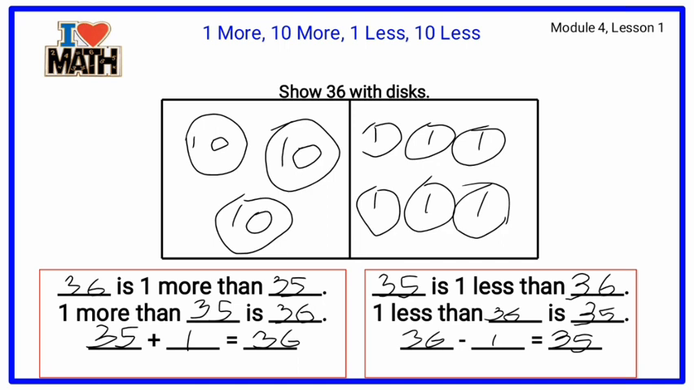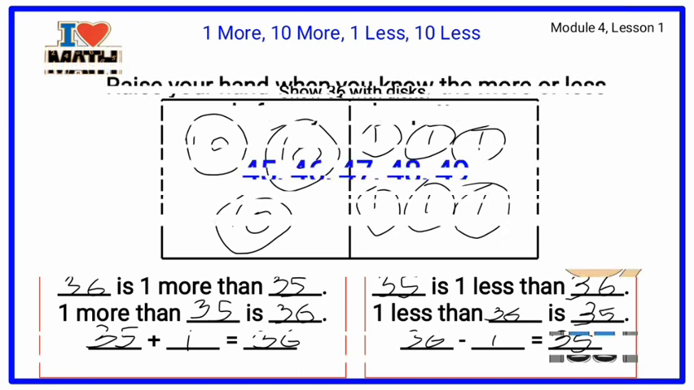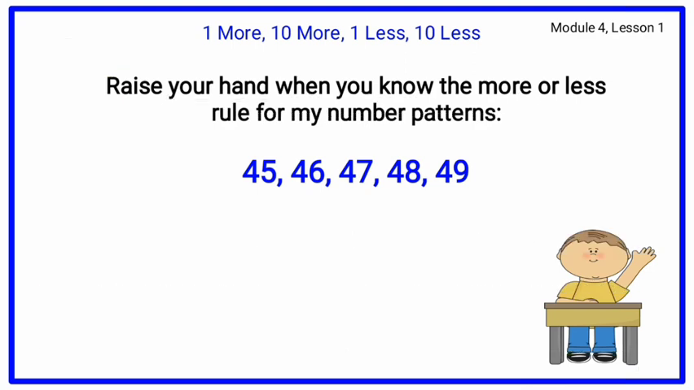Okay. 1 more than 35 is 36. 1 less than 36 is 35. Okay, now let's see something else. All right, I want you to raise your hand when you know the more or less rule for my number patterns. Now, look at my number patterns.